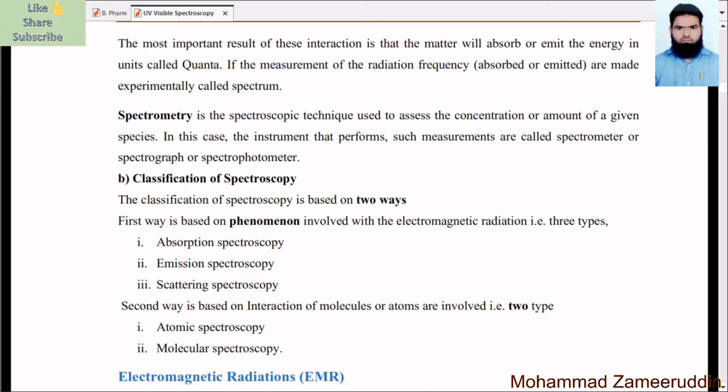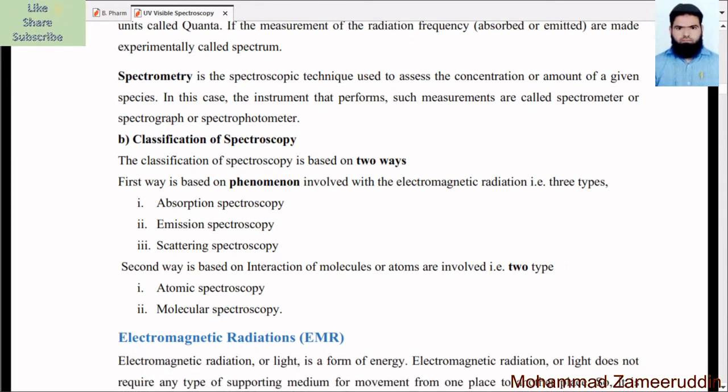So here is the difference between spectrometry and spectrometer. When the word meter is used, it means an instrument, and when the word metry is used, it means a technique. So there is a difference between meter and metry. Metry means technique, and meter means the instrument used to record the spectrum. Now I think this is clear. Now the next point is the classification of spectroscopy.